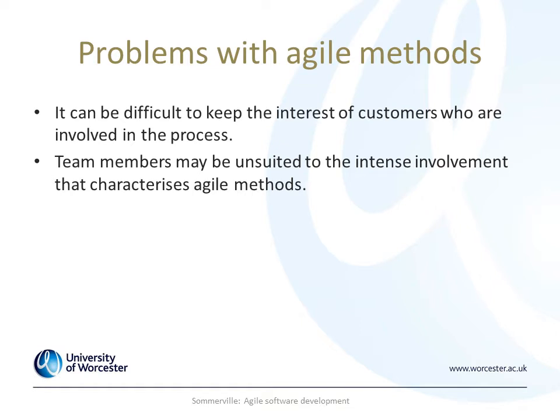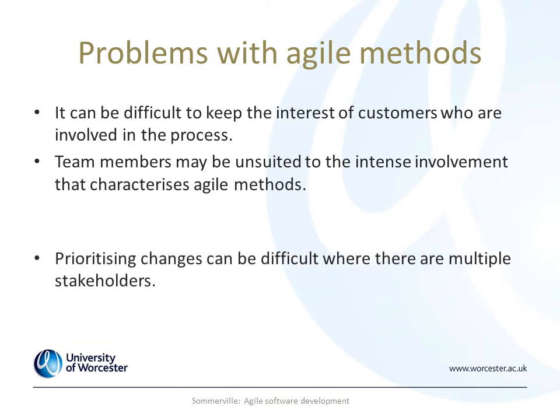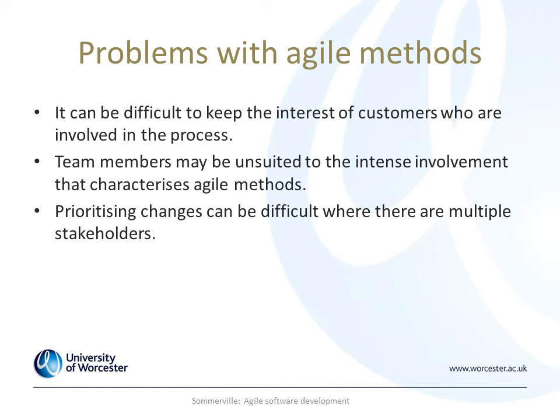So you can have lots of things like Scrum, daily meetings or weekly meetings and things. It's much more intense. The other thing is prioritising changes can be difficult where there are multiple stakeholders. So if you have different stakeholders and they go, yeah, I want this done, which one are you going to change first? That can be quite difficult. Another aspect is that one of the Agile principles is maintaining simplicity, but that requires extra work.